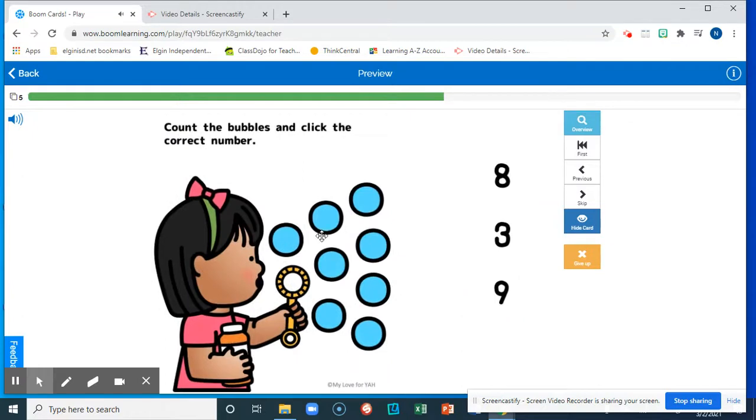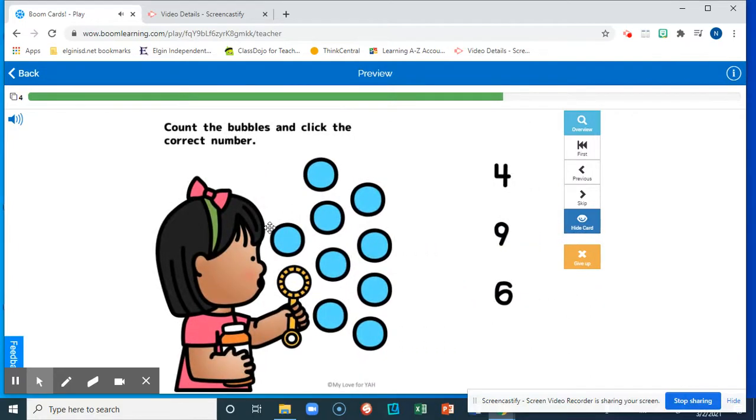Okay, so now let's count our bubbles again. 1, 2, 3, 4, 5, 6, 7, 8. Which one is 8? Top, middle, or bottom? 8 is going to be the top one. But what is the name of this one? That's number 3. And this one? Number 9. We have 8 bubbles, so we're going to click on number 8.